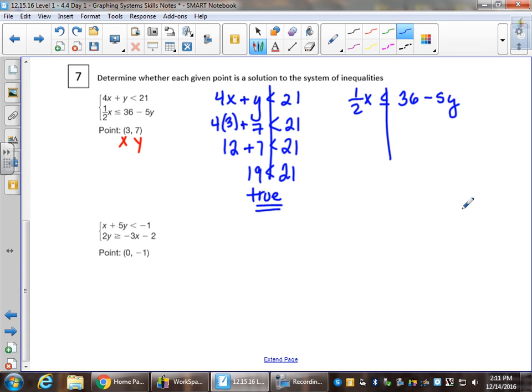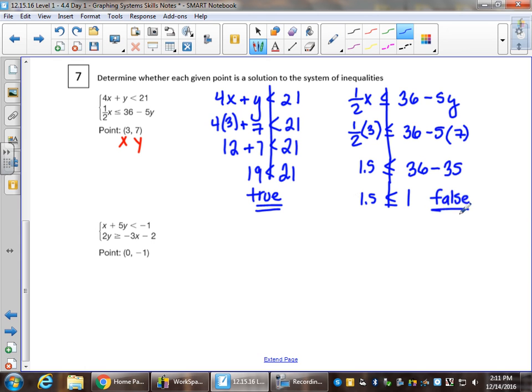Now, just like when we checked points in systems of linear inequalities, it has to be true in both. So it's true in one. Let's see what happens when we plug it in here. So that's 1/2 times 3, less than or equal to 36 minus 5 times 7. So half of 3 is 1.5, less than or equal to 36 minus 35. That's 1.5, less than or equal to 1. Is that true? 1.5 is not less than 1. So it's false. Because it's false here, the answer is no. It has to be true for both.